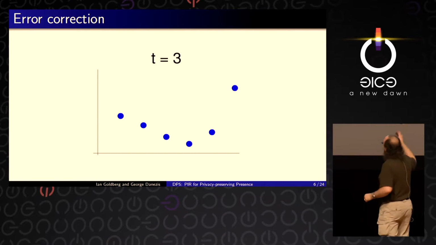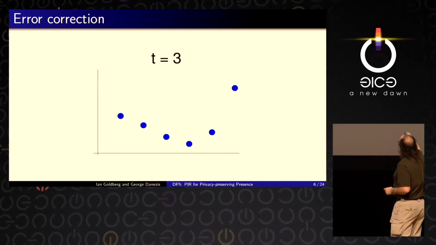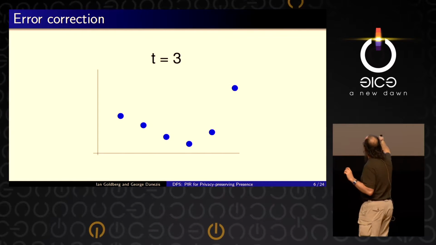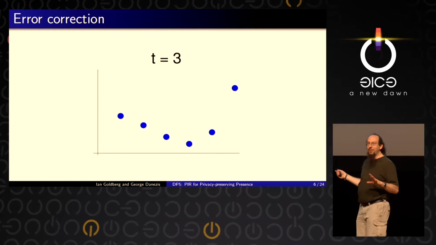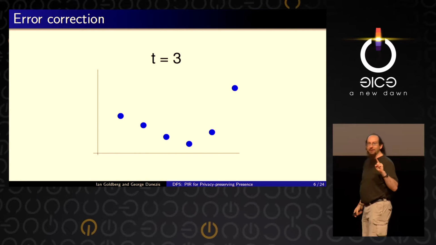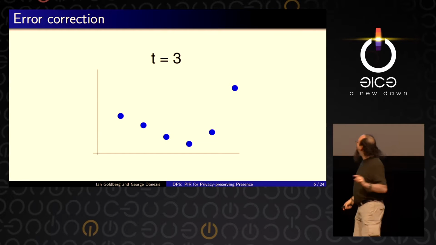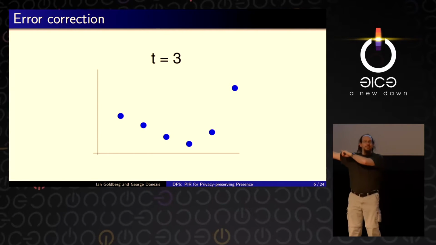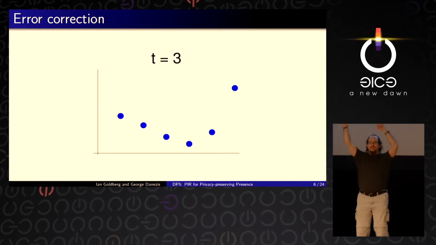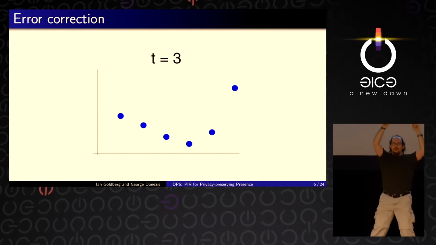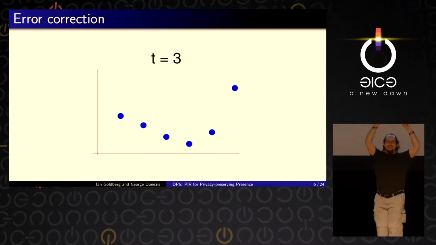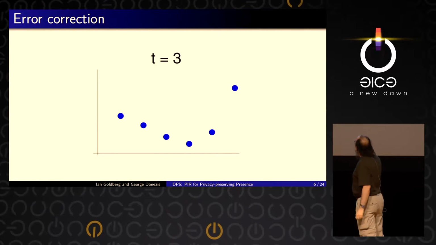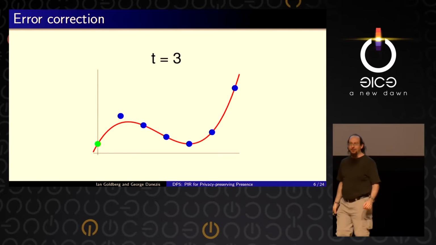So here's a little quiz. T is 3. So we're looking for a cubic that passes through all but one of these points. There are 6 points up there. One of them is wrong. Which one is wrong? Who says the one at this end is wrong? Who says the second one? Third one? Fourth one? Fifth one? Sixth one? Okay. The answer is, in fact, the first one. That's the cubic.